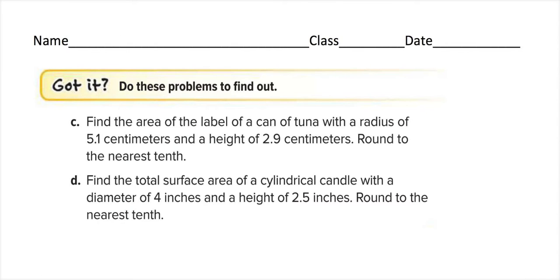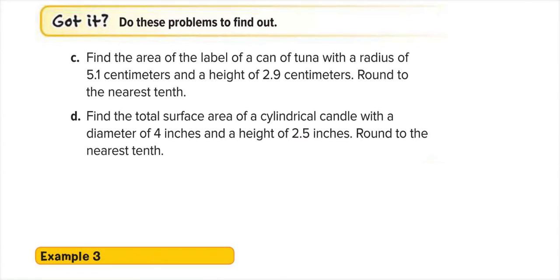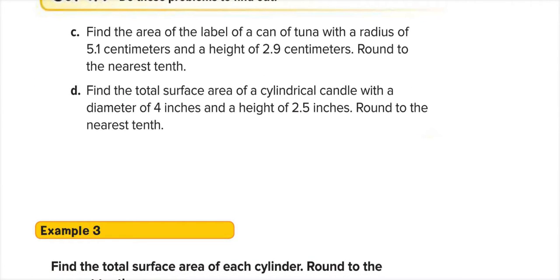All right, let's look at this one here. It says find the area of the label of a can of tuna with a radius of 5.1 centimeters and a height of 2.9 centimeters. And then we're going to round to the nearest tenth. So it's the same thing here. Okay? So letter C, we're just finding the first part. So 2 pi r h.